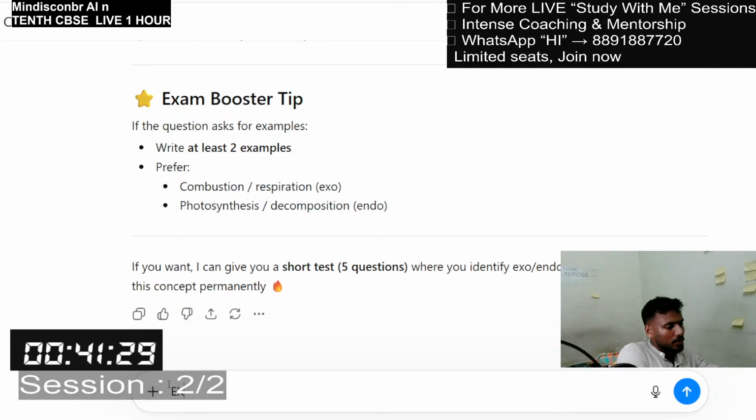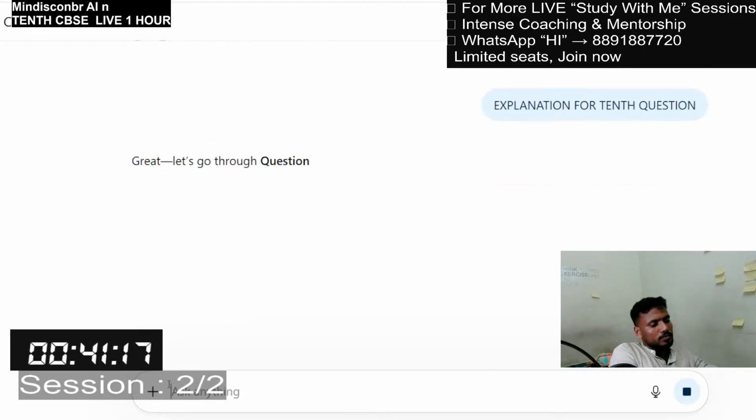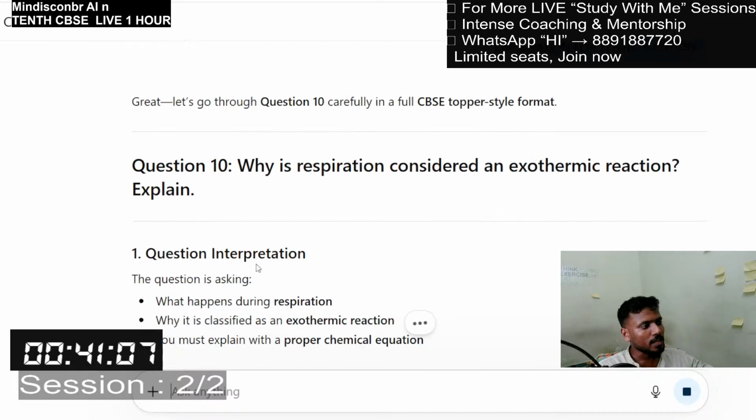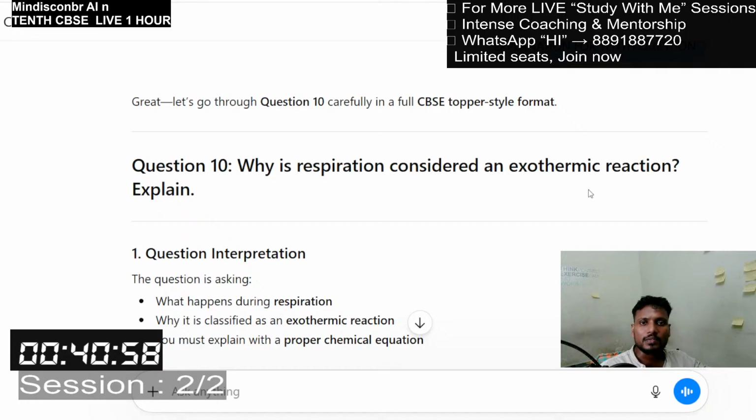Next is the explanation for the 10th question. Why is respiration considered an exothermic reaction? Explain. Question interpretation: why is respiration considered as an exothermic reaction? First question, what is an exothermic reaction? Exothermic reactions are those reactions in which heat or energy is released.